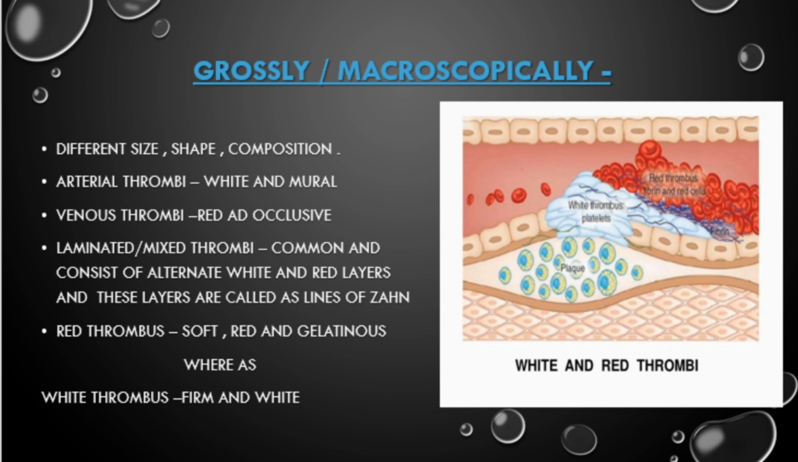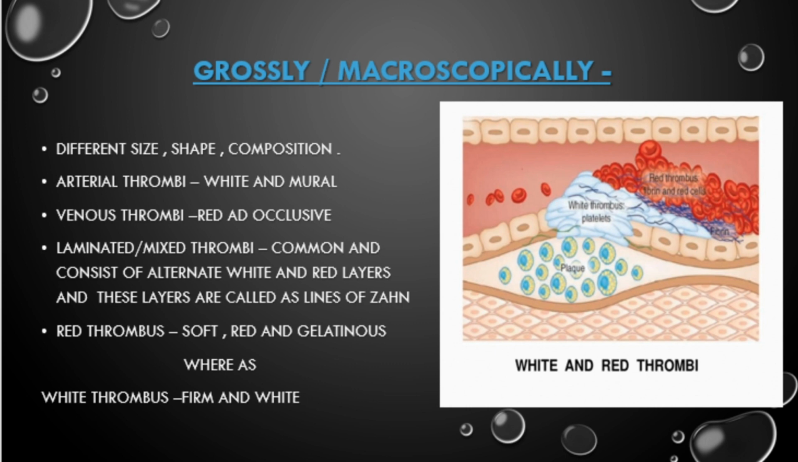Here the arterial thrombus is white, which means that it consists of platelets only, and the venous thrombus is red, which means that when the thrombus is forming, the adherent platelets, which are active platelets, attract the RBCs, fibrin, and WBCs towards them, and a red layer forms over the white thrombus, which leads to the formation of a red thrombus.